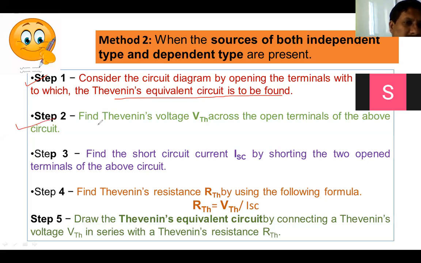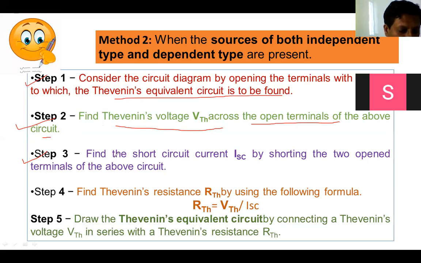You have to remove the load resistor. Step number 2 is same. Find Thevenin's voltage VTH across the open terminals of the given circuit. But step number 3 is not same. Step number 3 is different here, because we cannot make it open or short the dependent sources.